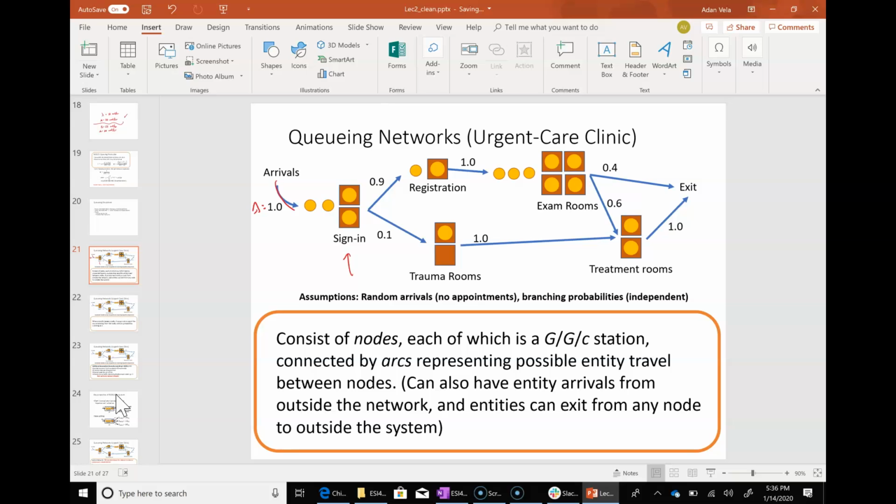Certainly, you can imagine this might be incomplete because some folks from the exam room might get examined and they go, hey, you have bacterial meningitis. And guess what's happening? They're going there, right? Or something like that. But with queuing theory, we can still understand what happens with these more complicated queues, right?